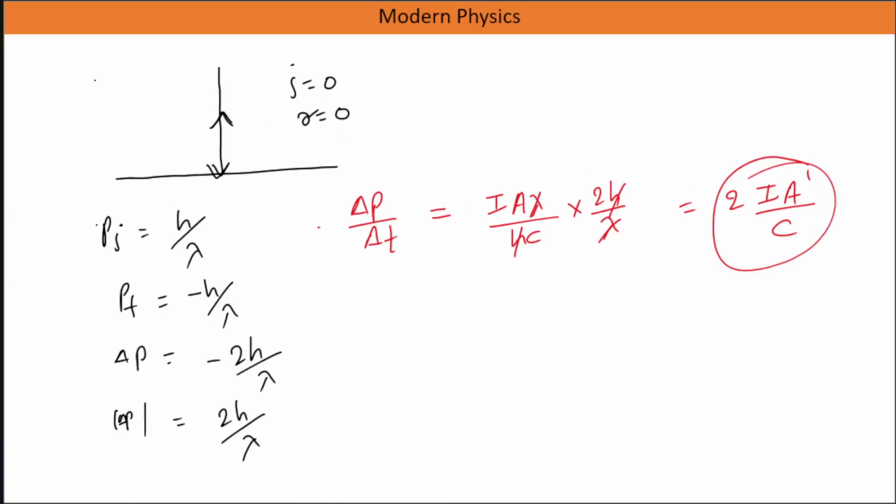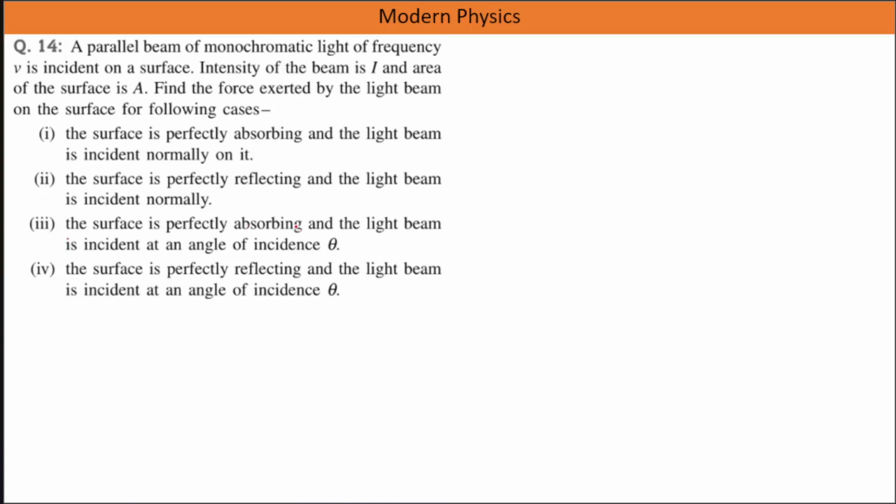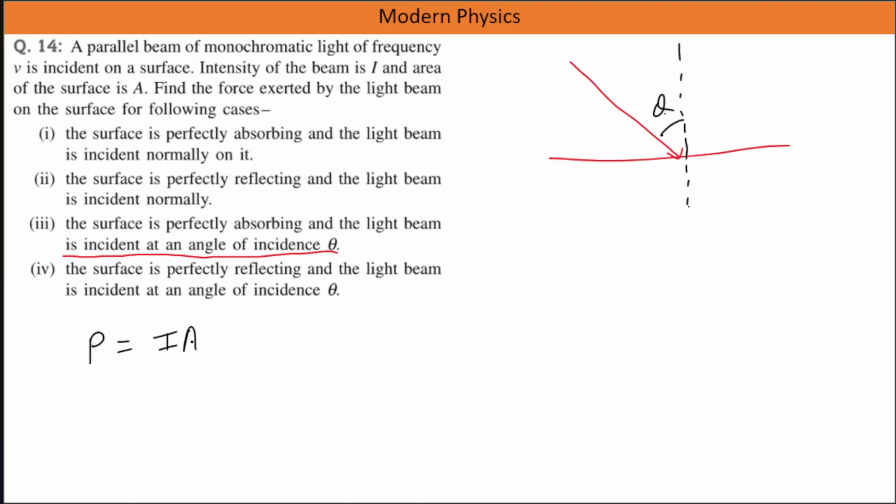अब देखो हमारे पास next क्या है? Next is the surface is perfectly absorbing and the light beam is incident at an angle of incidence theta. So अब light is falling like this. So normal to the surface is making an angle theta with the direction of light. So we need to carefully now define energy of light falling per second. So that will become how much? IA cos theta. ठीक है? So we have to be careful with this.